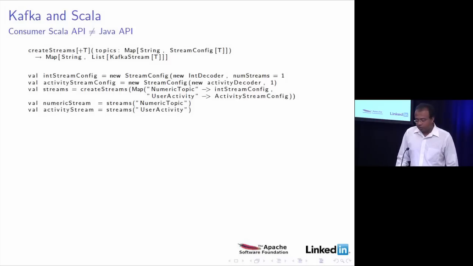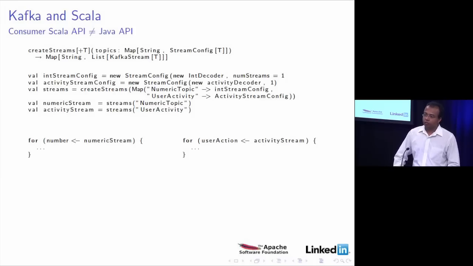So you could have a stream of integers, or you could have a stream of richer objects called activity objects, and you would provide a suitable decoder for each of them that converts from the internal Kafka message to the final type. And you can iterate over your streams without having to do any explicit decoding. So it's a fairly convenient API to have.